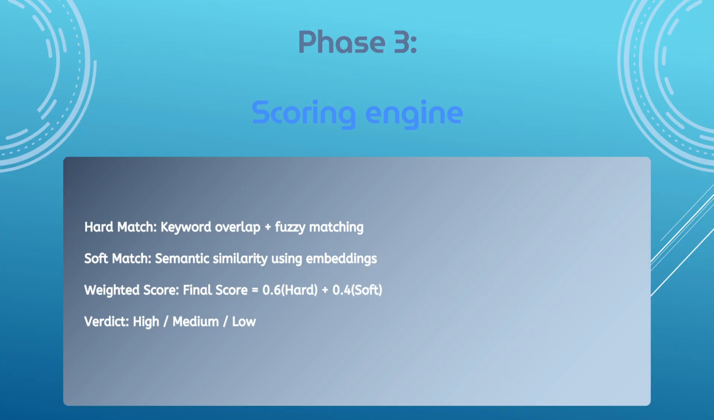Now to calculate the score, we are using a weighted score formula. We are evaluating hard match and soft match, and then we are adding them and creating a weighted score. The verdict would be high, medium, or low, which means it's a low match with the GD, or it's a medium match, or it's a very high match, depending on the skills in the resume.